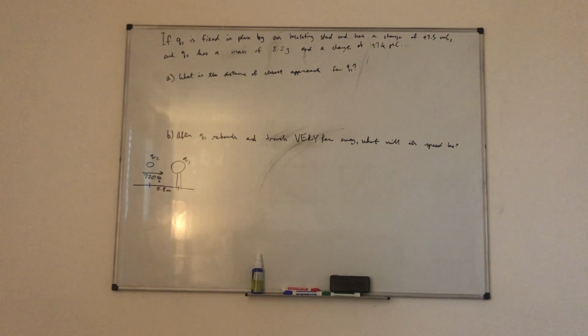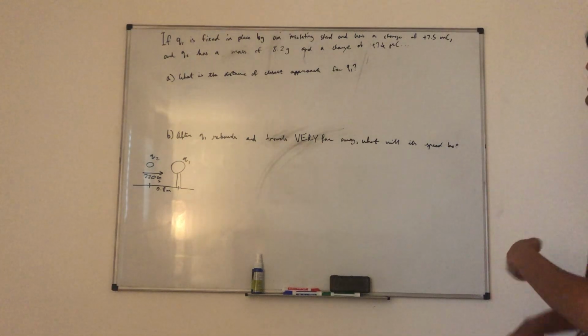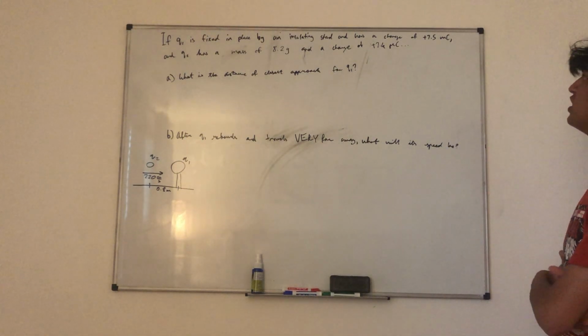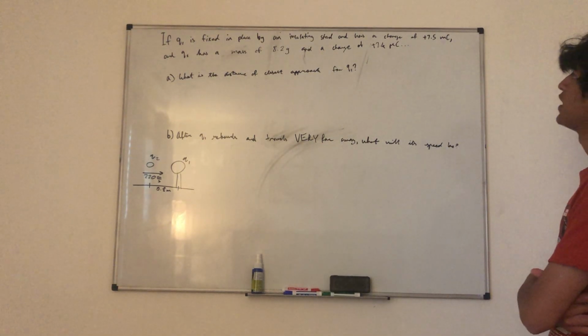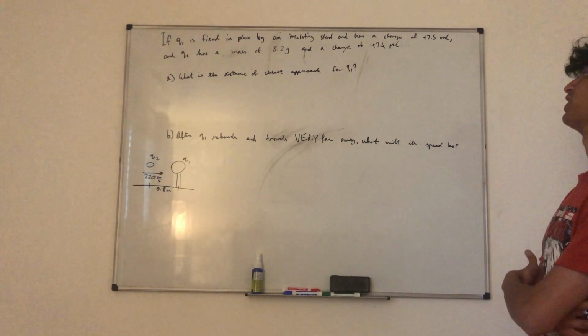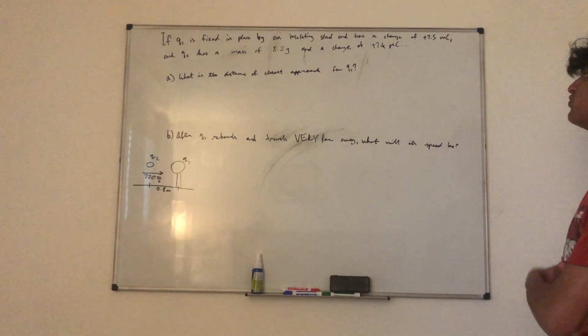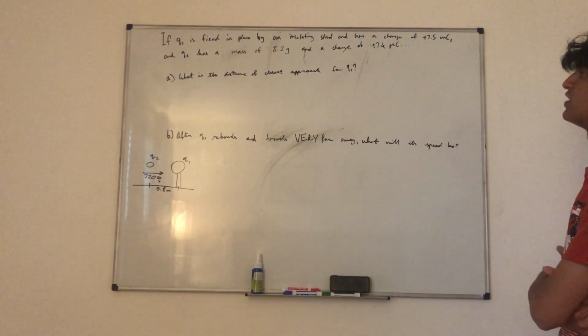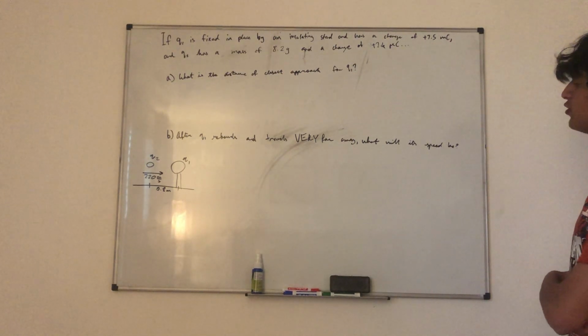Alright, so this is an electric energy problem. If Q1 is fixed in place by an insulating stand and has a charge of 7.5 millicoulombs, and Q2 has a mass of 8.2 grams and a charge of 2.4 microcoulombs, what is the distance of closest approach for Q1?